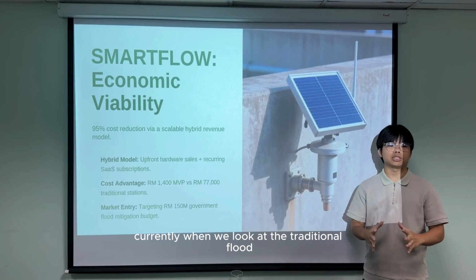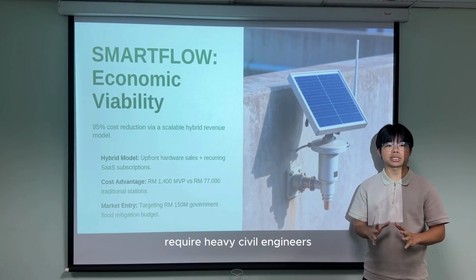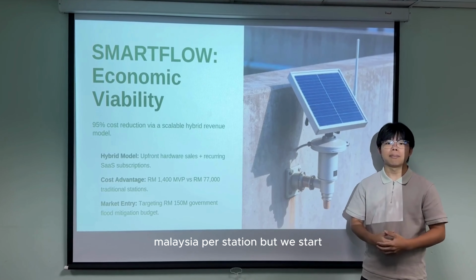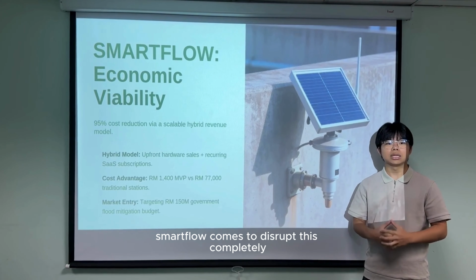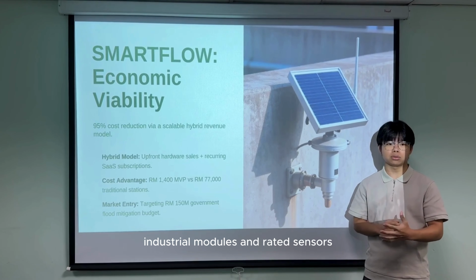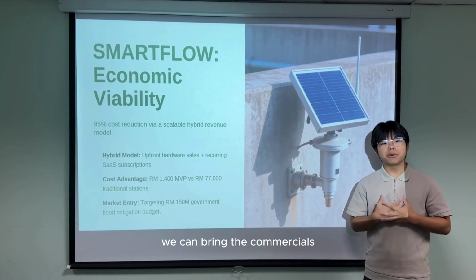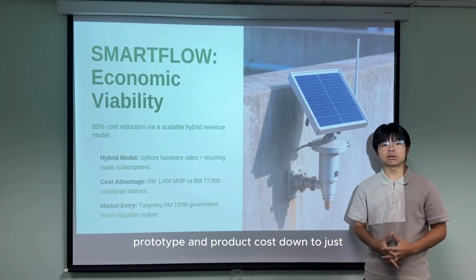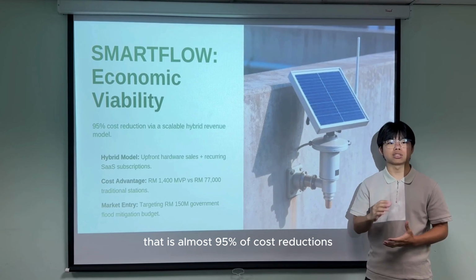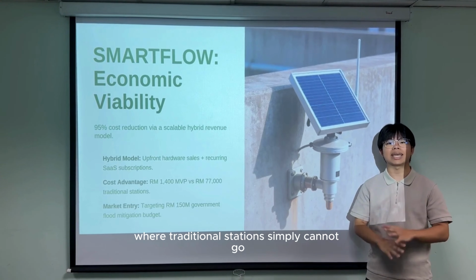Currently, the traditional flood telemetry stations built by our governments require heavy civil engineering and cost upwards of 77,000 Malaysian ringgit per station. But we started SMARTFLOW to disrupt this completely because we believe that by utilizing industrial modules and rated sensors running on off-grid solar power, we can bring the commercial prototype and product cost down to just 1,400 Malaysian ringgit. That is almost 95% cost reduction, allowing us to deploy high-density networks where traditional stations simply cannot go.